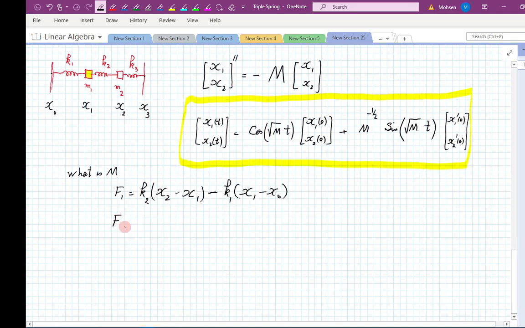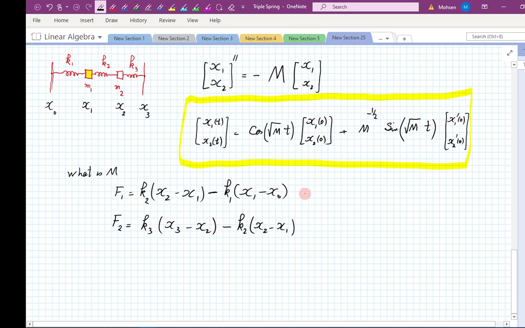Let me see if I can pause this thing, and then you go ahead and write what the F2 is going to be. F2 has a force on the right, which is coming from this K3 times X3 minus X2. And then the force on the left is K2 times X2 minus X1. So if X2 minus X1 is a positive quantity, means this is stretched, and that's going to pull this object to the left. That's why you have to subtract.